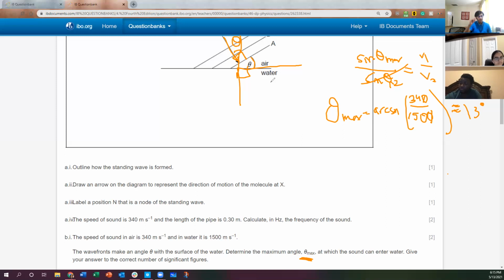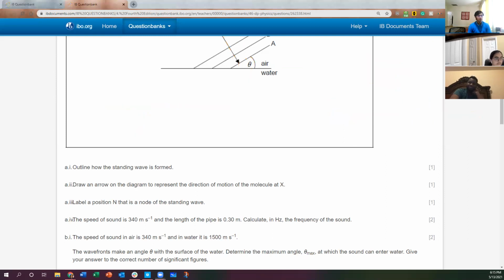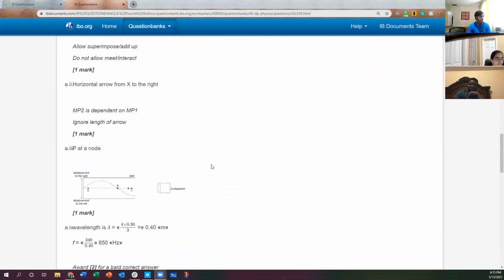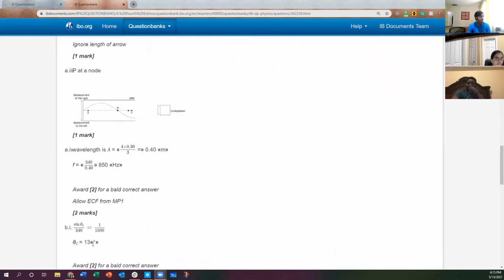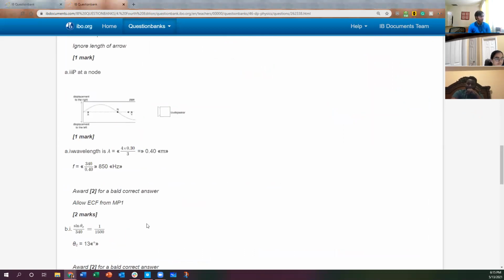So just make sure to remember that the angle of incidence can be defined in two ways. One, it's the angle that the ray forms with the normal. Two, it's the angle that the wavefronts form with the surface, right? Because the wavefronts are perpendicular to the ray. That's how that logic works. Okay. All right. Let's check, make sure. We got 13 degrees, right? Yep, 13 degrees is a critical angle.